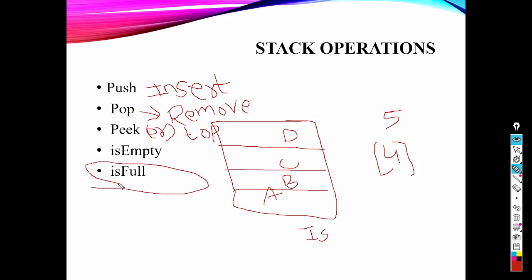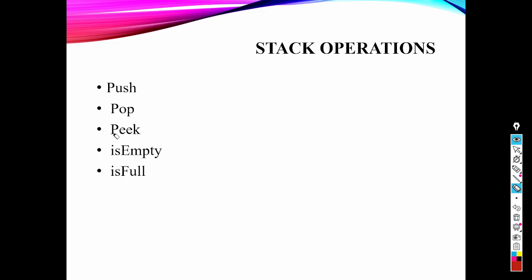Whenever the stack is filled completely, then we call it is full. If there are no elements in the stack, then we call it is empty. These are the main important operations in a stack: push, pop, peek, is empty, and is full. Push is inserting an element. Pop is removing an element. Peek is the top element. Is empty means there is nothing inside the stack, and if the stack is full, we call it is full.